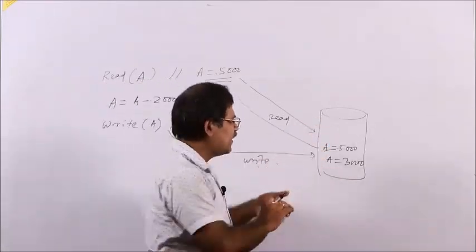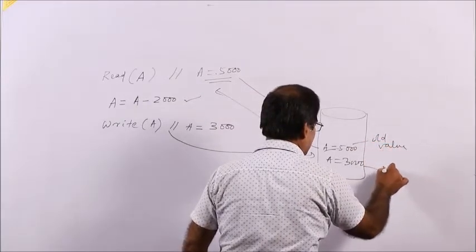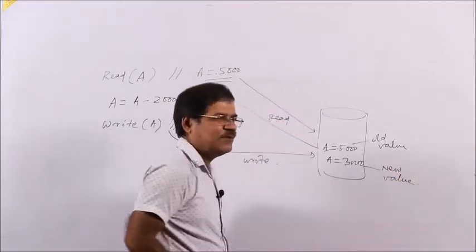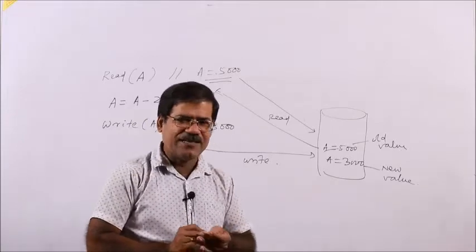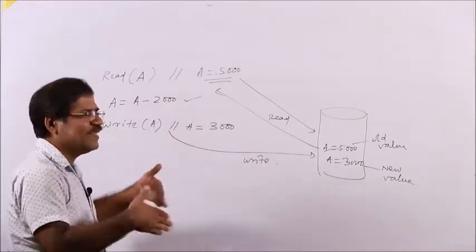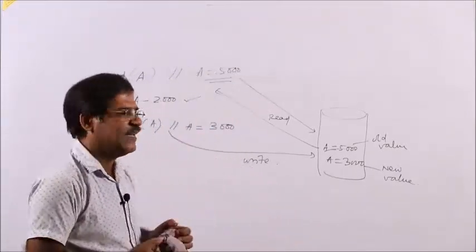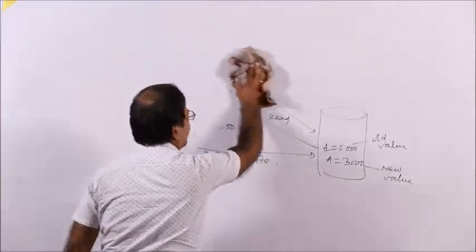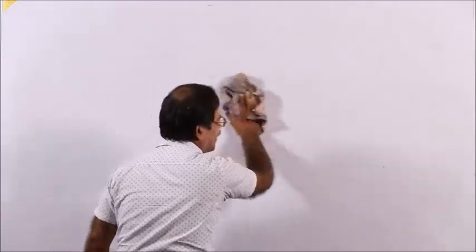This is the old value of account A, and this is the new value. New value means the updated value. So after the transaction is over, the updated value of A is 3000 rupees. This is basically a general transaction we perform in day-to-day life. A transaction has different states.